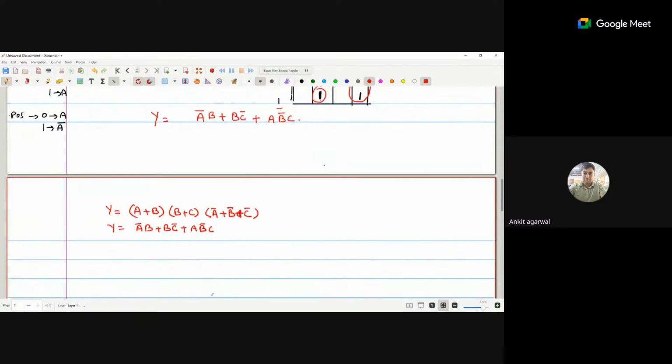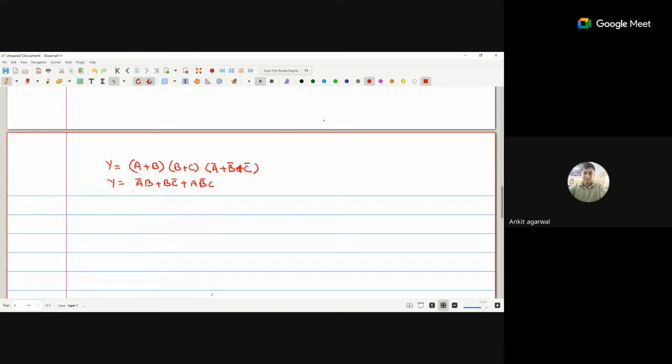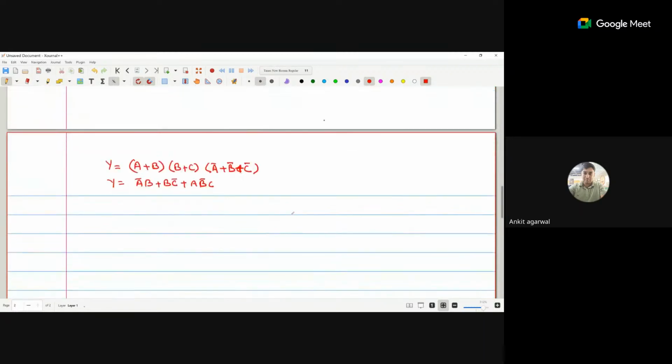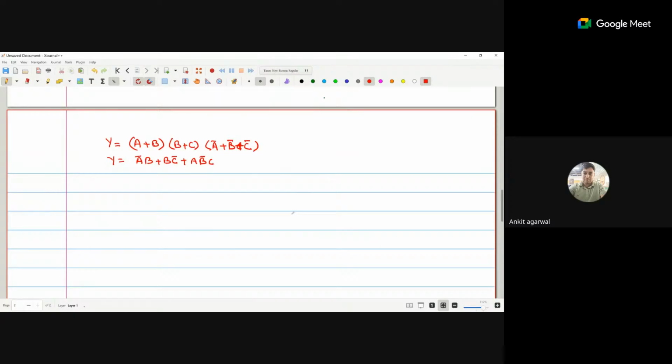Now the thing is how can we verify that both are correct or both are the same? Because the question is the same. Either we represent in the POS form or in the SOP form, the terms should be equal. So how can we verify? We can convert a POS form into the SOP. If I multiply it: AB plus AC plus B plus BC, and multiply with A bar plus B bar plus C.